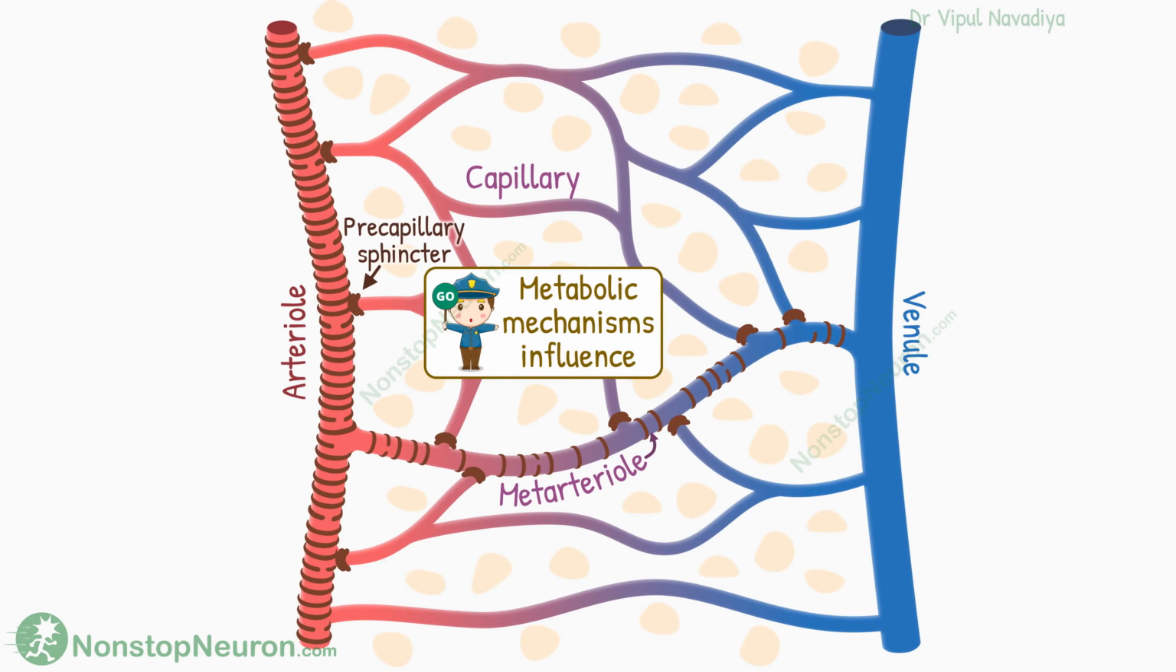So this is how the vasodilator and oxygen demand mechanisms respond to the metabolic state of the tissue. They mainly influence the precapillary sphincter and metarterioles. Remember this last statement. Metabolic control mainly influences the precapillary sphincter and metarterioles. We will come back to it very soon.